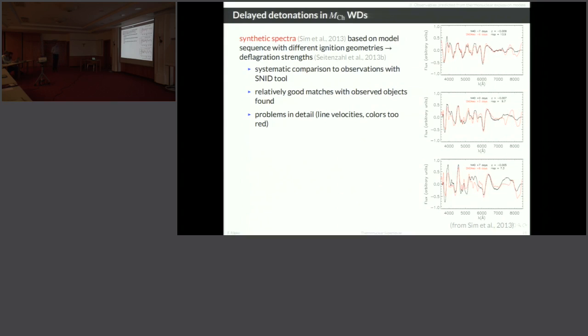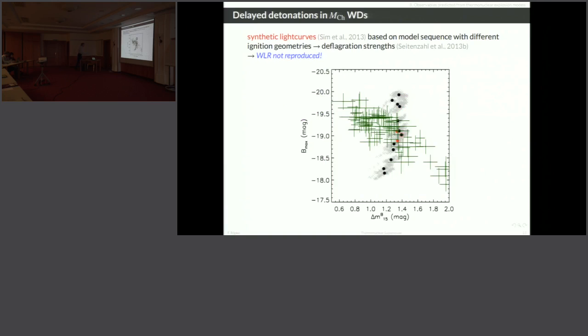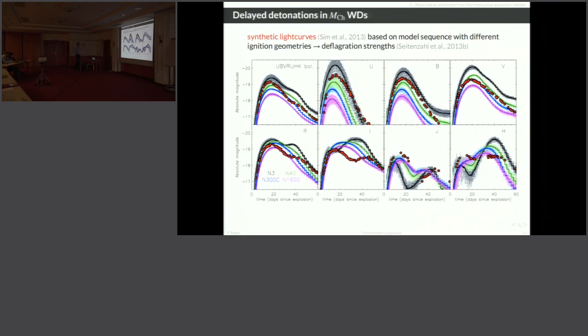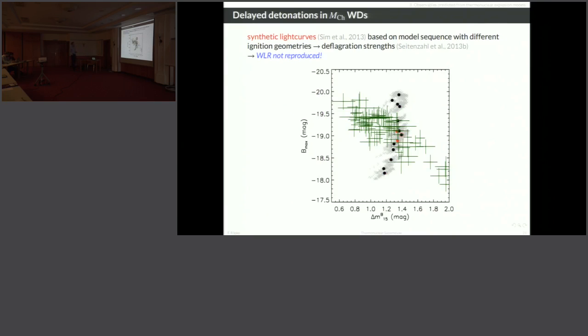But there are still problems in detail, and these are essentially the same that Stéphane Blondin also found. The line velocities are too high and the colors are too red. The light curves actually predicted from these 3D explosion simulations also show a rather wide spread, but they fall into the range of what one would expect for normal Type Ia supernovae. The problem, however, is that what Stuart found was that the width luminosity relation is not reproduced.